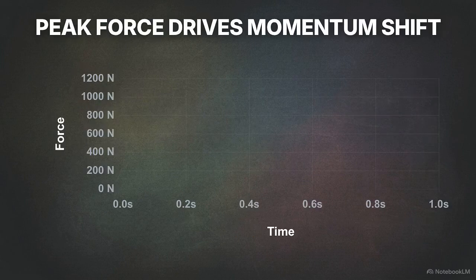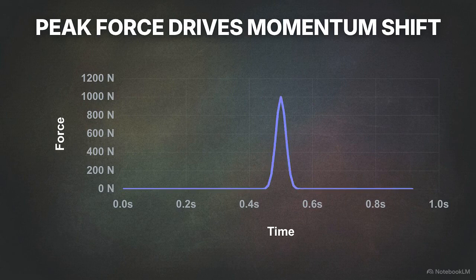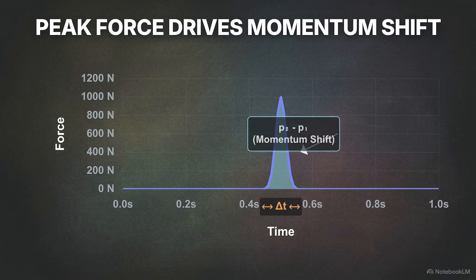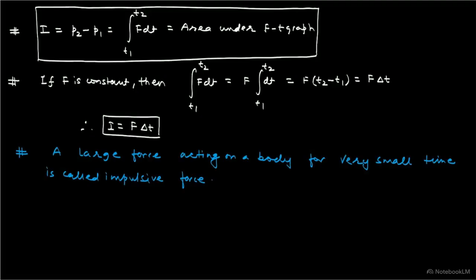This brings us right back to our opening examples in sports. This is a force-time graph mapping a massive force applied in a microscopic fraction of a second. The curve shoots up into a needle-like spike. Even though the window of time is incredibly narrow, the peak force is so high that the total enclosed area is still massive. That large geometric area guarantees a massive shift in the object's momentum. Physicists have a specific term for this extreme pairing. A large force acting on a body for a very small amount of time is called an impulsive force.